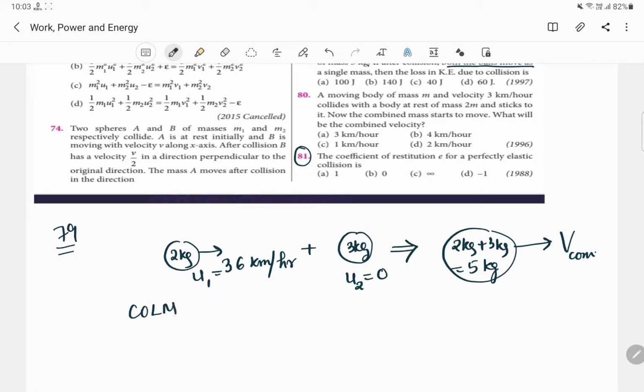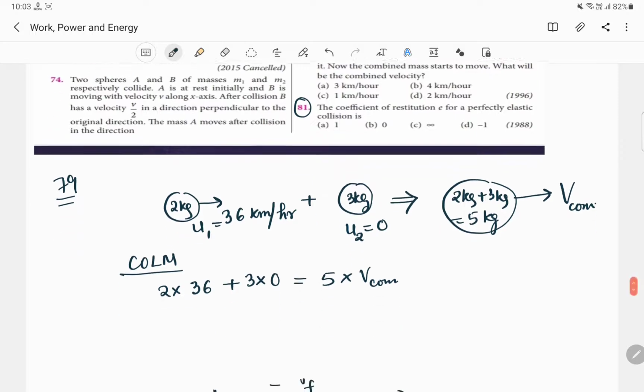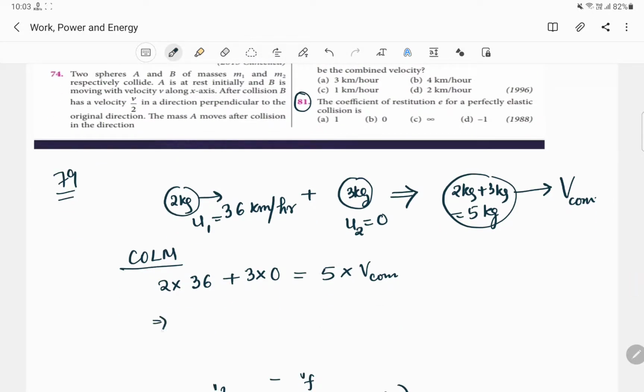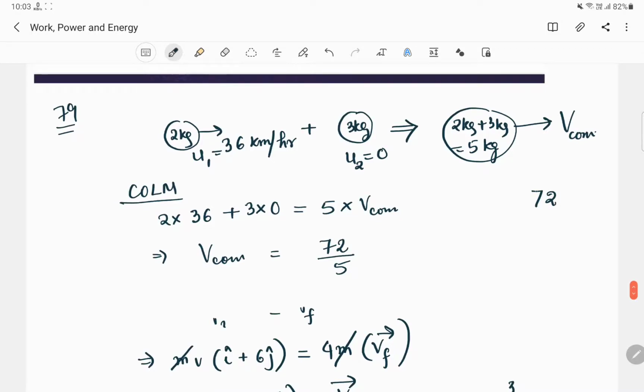According to our conservation of linear momentum, we will have 2 into 36 plus 3 into 0 must be equal to 5 into v common, and we can obtain the value of v common. How much is it? This is 72 divided by 5. If this 72 is divided by 5, 5 ones are 5, and this will be 2, 2, 5 fours are 20, 5 fours are 22, 0, that means it will be 14.4.